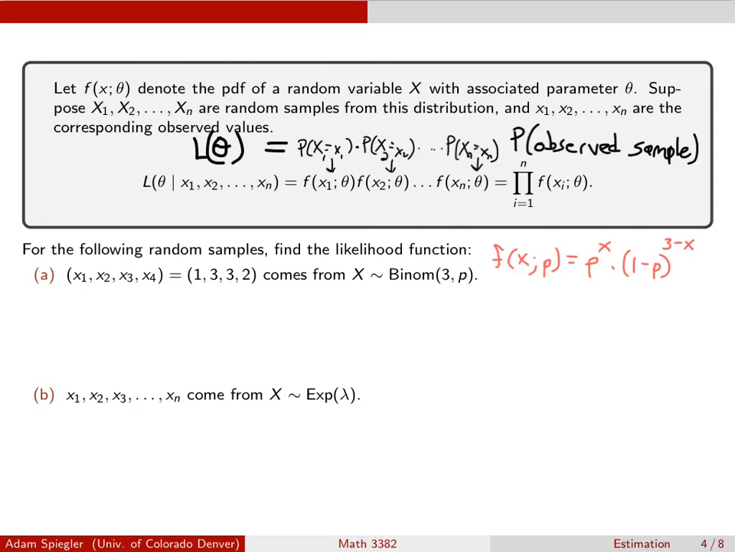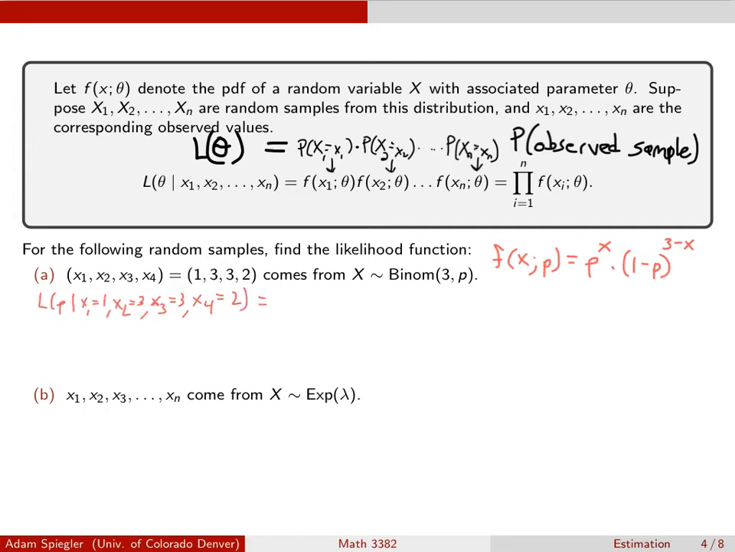Okay, so now the likelihood function here is going to be a function of this parameter p, given that x1 was equal to 1, x2 was equal to 3, x3 was also equal to 3, and the last one we got 2 successes out of the 3.